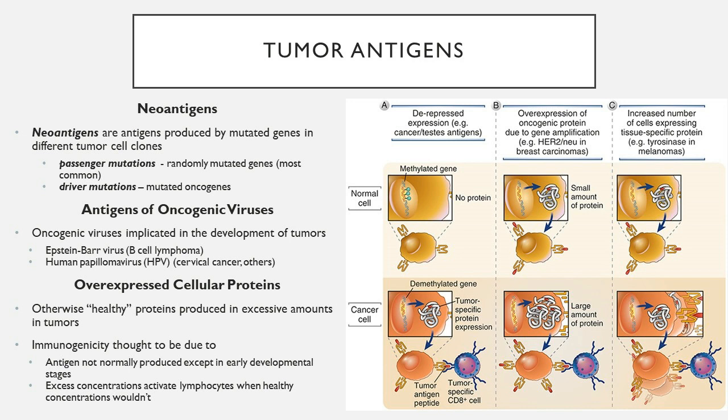One is that the antigen might not normally be produced except in only early developmental cycles of a particular person, so we wouldn't have developed long-term tolerance for these types of proteins. Or maybe they are present even in healthy cells at all times, at all stages of life, except their excess concentrations have a way of activating lymphocytes, whereas their lower concentrations present in healthy cells wouldn't be sufficient to overcome our own body's inhibitory mechanisms to activate lymphocytes that are reactive against them.